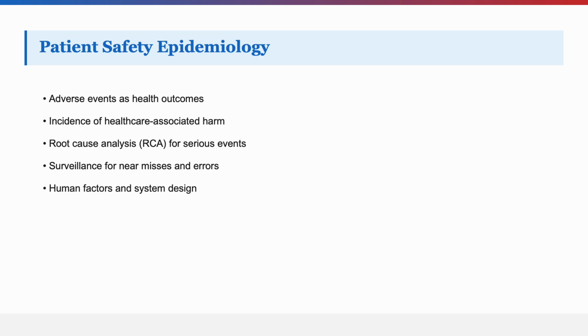Root cause analysis for serious events applies outbreak investigation principles. What happened? Who was involved? What systems contributed? What changes would prevent recurrence? Surveillance for near misses and errors enables proactive safety improvement. Reporting systems collect data on events that could have caused harm, allowing intervention before harm occurs.